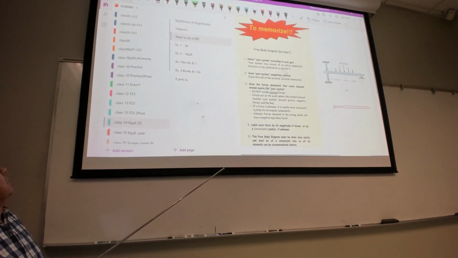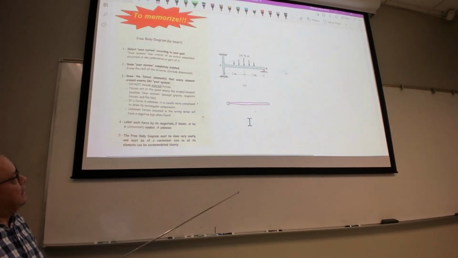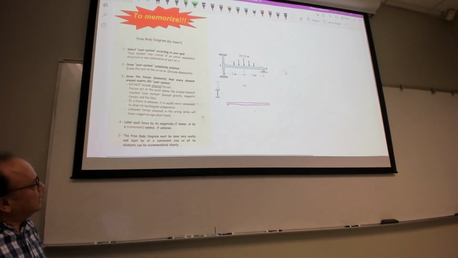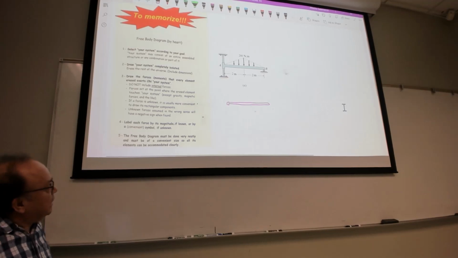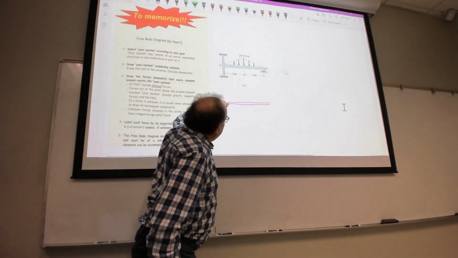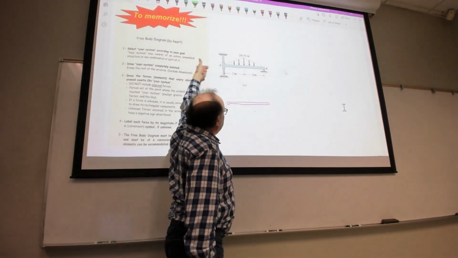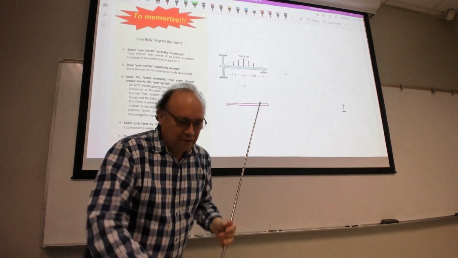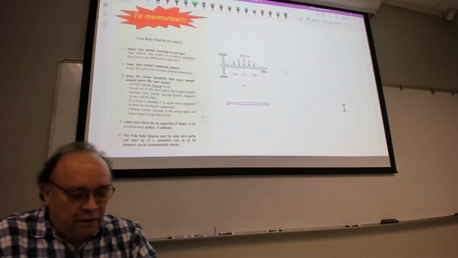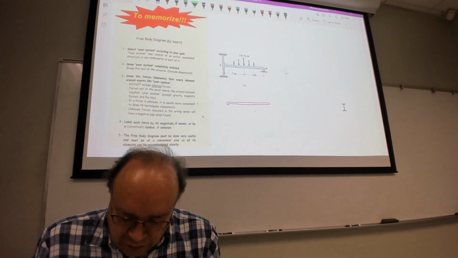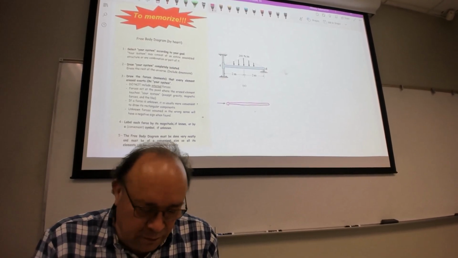Okay, so let's analyze that. Can we move this horizontally? If I try to move this horizontally, can I move it? No. So there must be a force horizontal here, right? Let's put it. Horizontal force, okay.